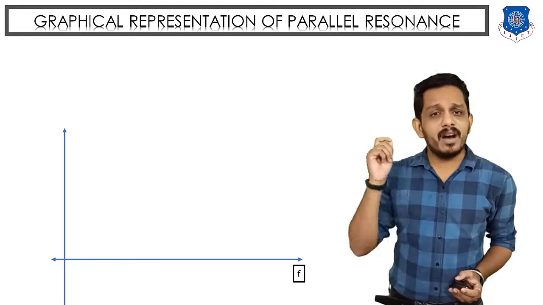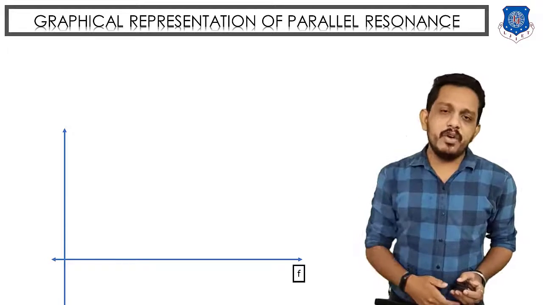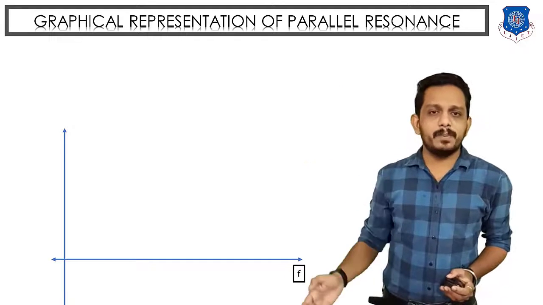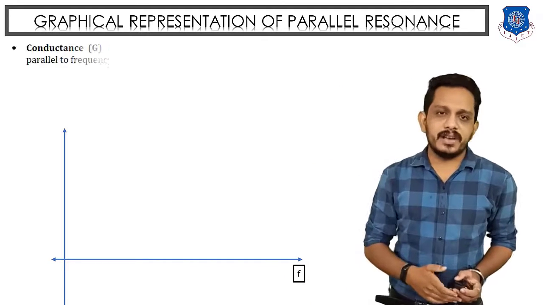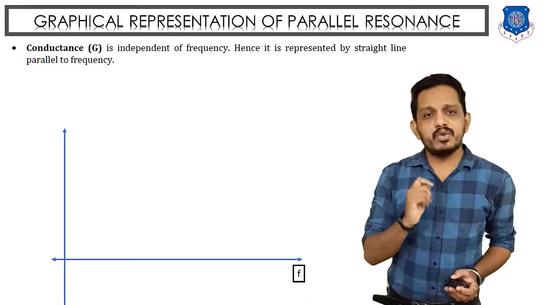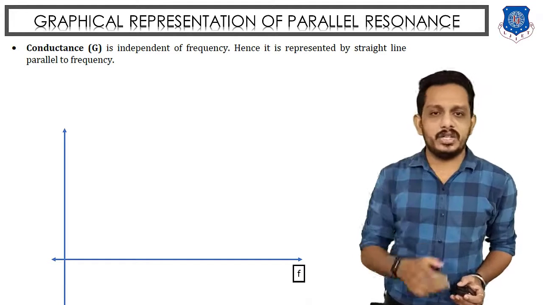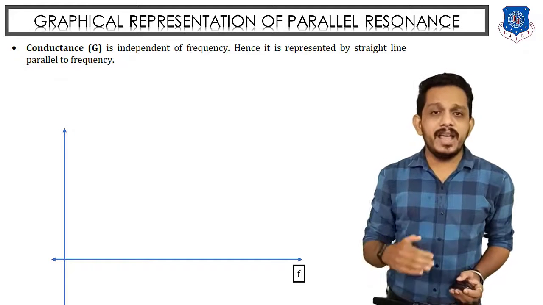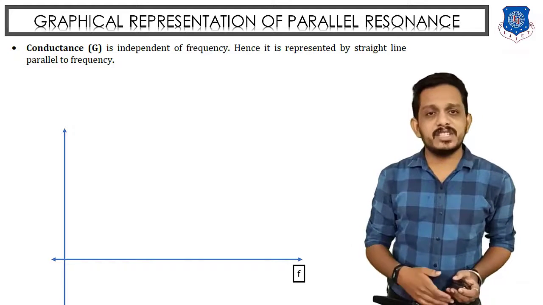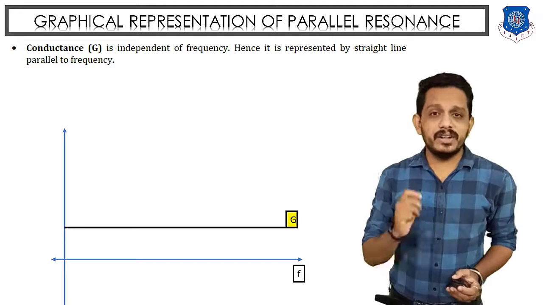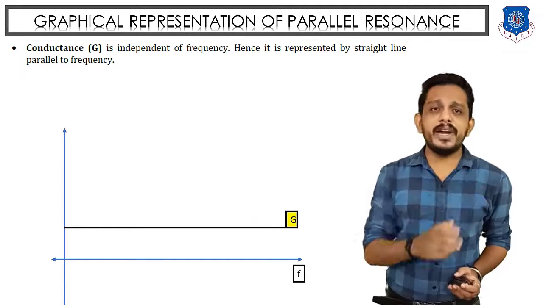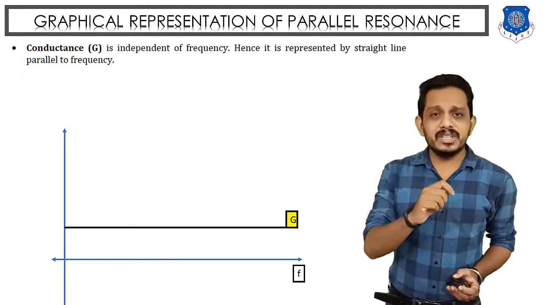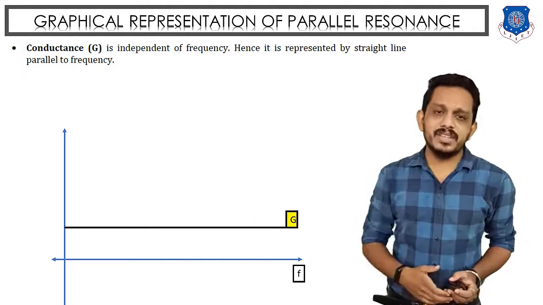All this phenomena occurs due to the change in frequency. So if frequency is taken on the x-axis and all other parameters on the y-axis, then first we need to draw the graph of conductance G. We know that this is a real part, so it does not have any dependence on the frequency of the supply. So this conductance G will be a straight line of some magnitude, similar to the resistance we drew in the series circuit.